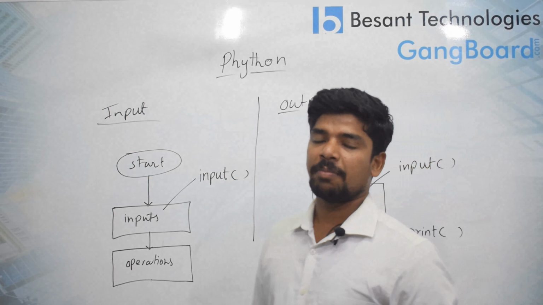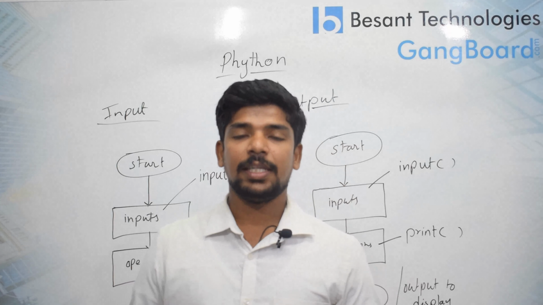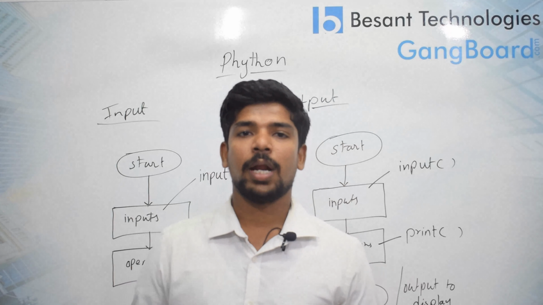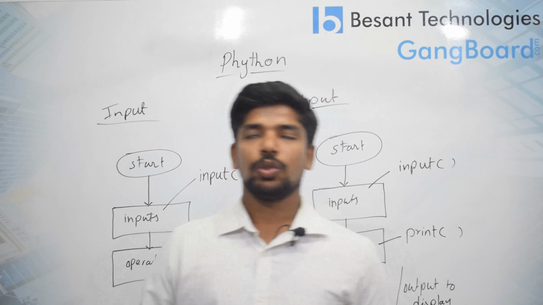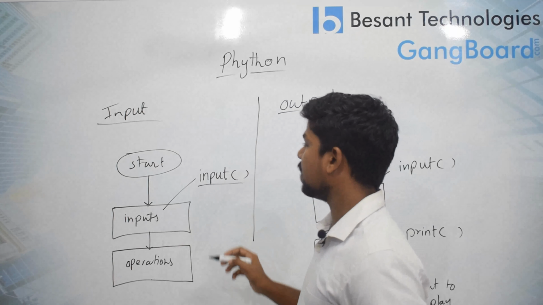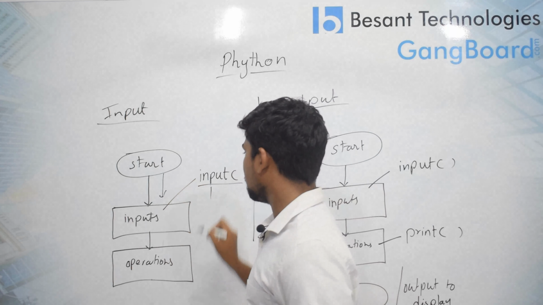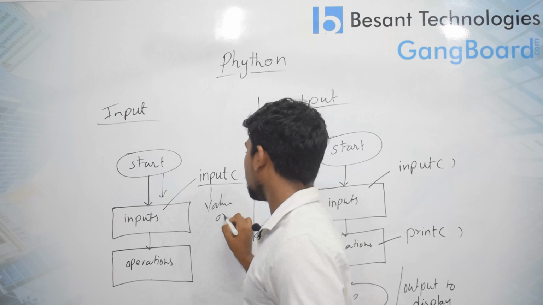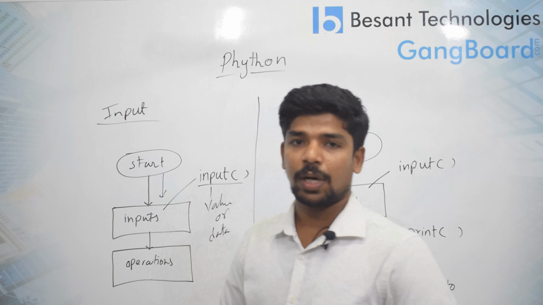Any program requires input and output, where input is a detail which we give to a function or a program, and an output is what we view on the display. So we have an input function, which we use after starting the program. So what is this input? Input is a value or data which needs to be processed in a program.